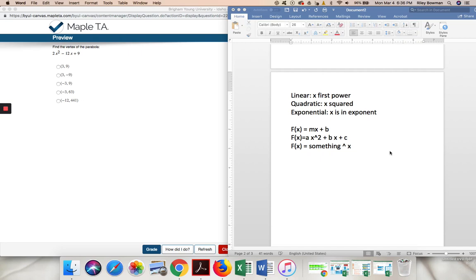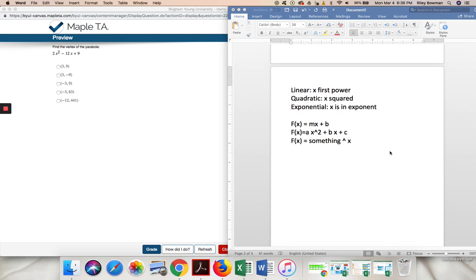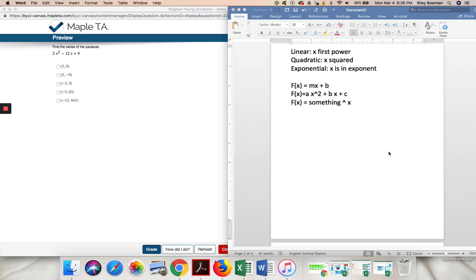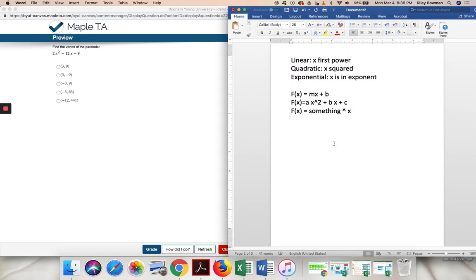Unit 2 review, exam review, question number 29. This one says, find the vertex of our parabola 2x squared minus 12x plus 9. I left up this information just because it's already here, but to find the vertex of a parabola, the x coordinate of the vertex is x equals negative b over 2a.